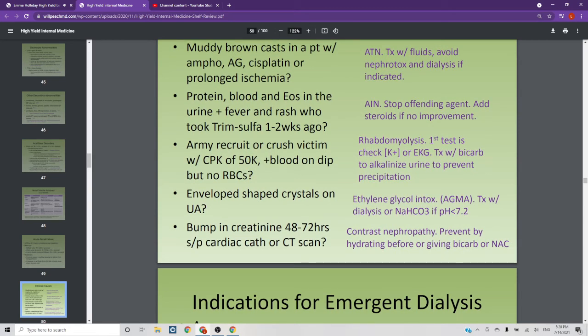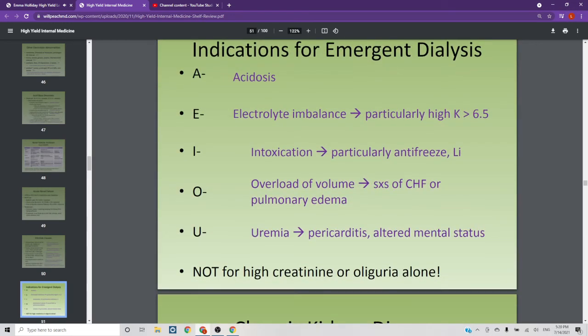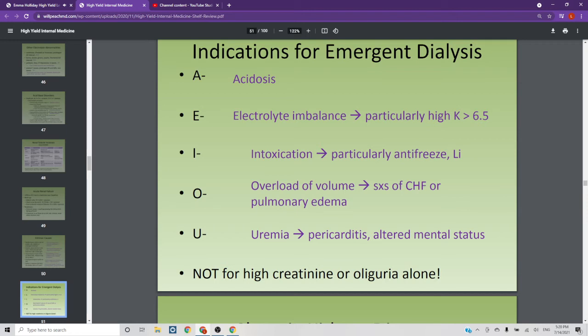All right, so the 5 indications for emergent dialysis. What's the A for? Acidosis. E? Electrolytes, specifically potassium. I? Intoxication, specifically of? Ethylene glycol or lithium, sure. O? Super bad CHF. U? Uremia. So what they might say to suggest uremia in a clinical vignette, pericarditis or like really bad confusion, altered mental status. So don't fall into the trap. A creatinine of 1 million is not an indication for emergent dialysis. Well, maybe 1 million, but not a high one.